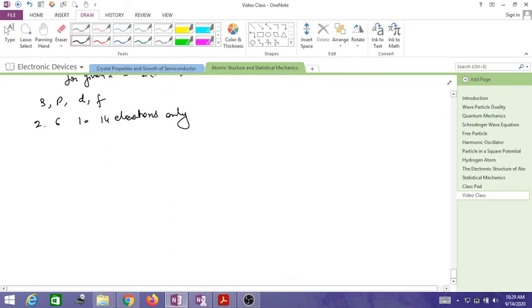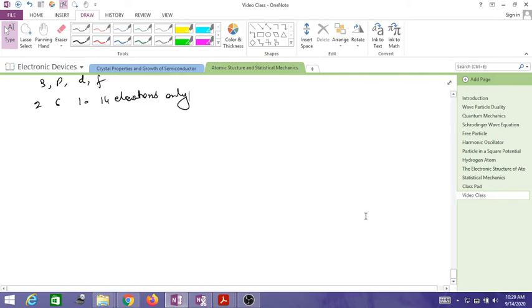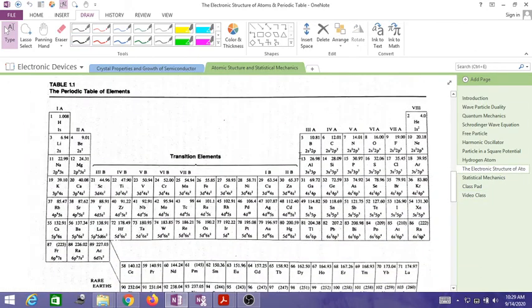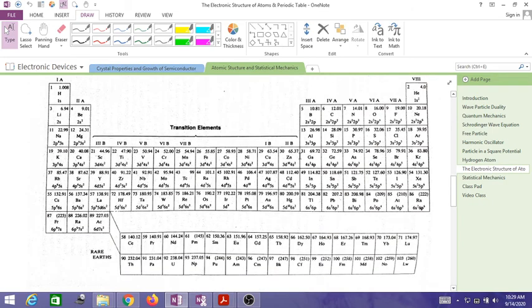So now let us talk about the periodic table. I know you all have studied the periodic table, but still, let us have a discussion of the periodic table and how it is related to our discussion. I want to show you the periodic table here straight away. So now what you see here is the periodic table.